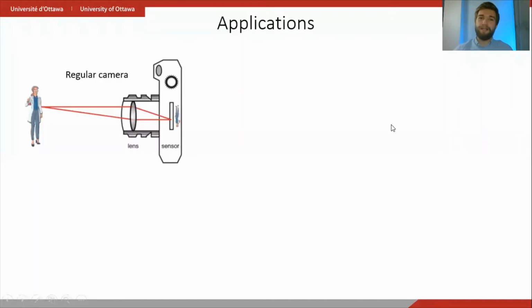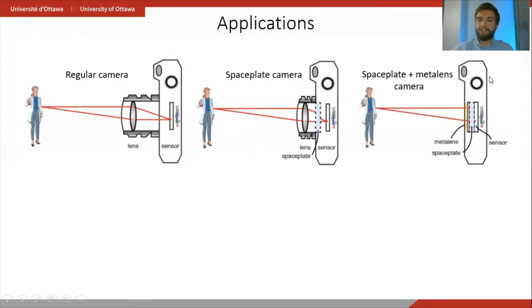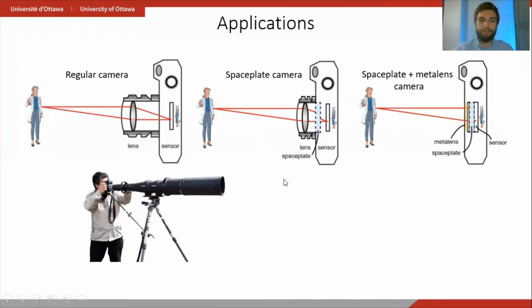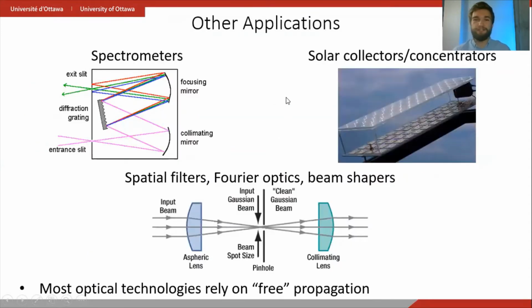So one of the ways that we can apply the spaceplate is in a camera. So if we insert a spaceplate in between the lens and the sensor of a camera, it reduces the propagation distance, and therefore we can reduce the length of the lens barrel. If we use it in conjunction with a metalens, we can further reduce the length of the system and have it perfectly monolithic. So this can be applied to telescopic lenses or telescopes, as well as eliminate the camera bump on the back of your phone by creating an ultra-thin flat camera. Other applications include spectrometers, solar collectors, and basically any other optical system that requires the free propagation of light.